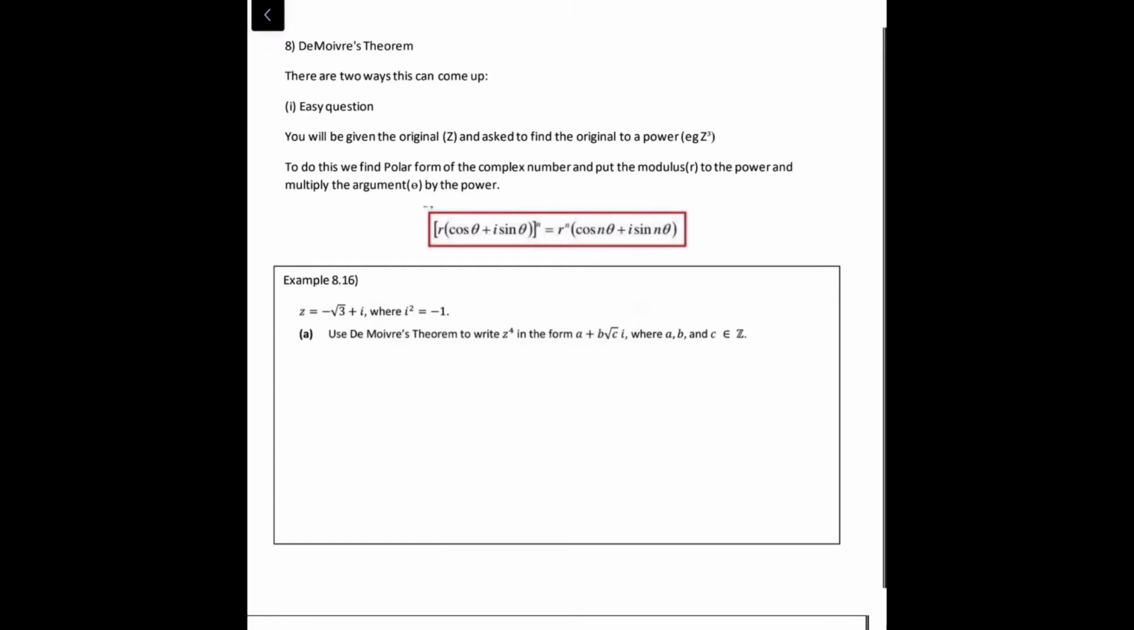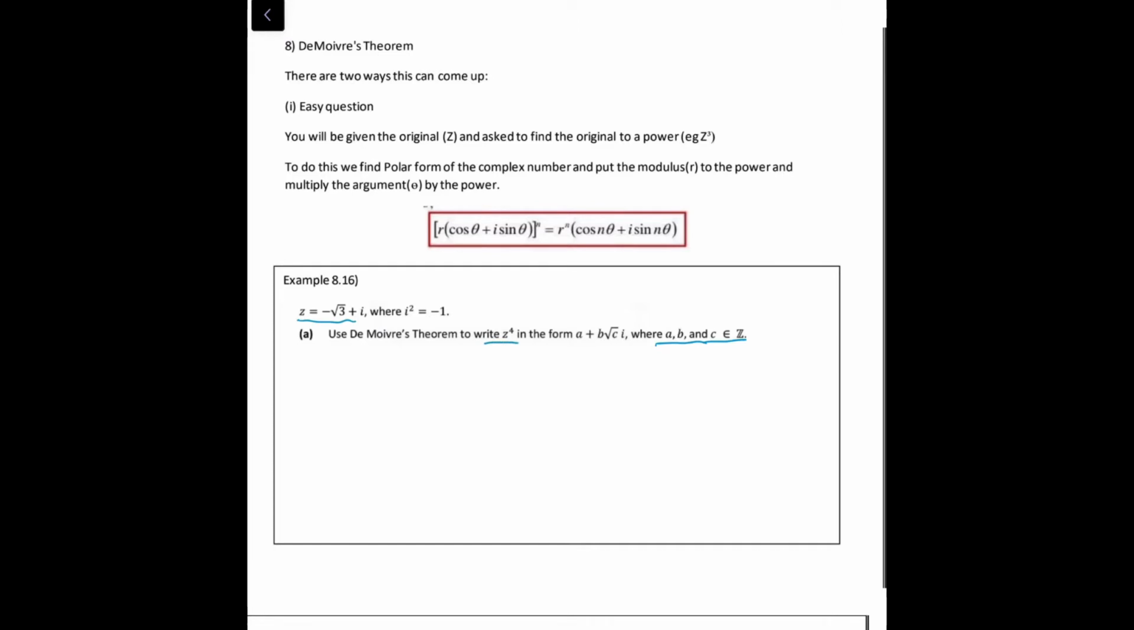So let's take a look at two questions like this, and then we'll move on to the more difficult ones. Here we have example 8.16. It says z is equal to minus root 3 plus i, where i squared is equal to minus 1. That bit at the end doesn't really make a difference, they just tend to write that. It says use De Moivre's theorem to write z to the power of 4 in the form a plus b root c i, where a, b and c are elements of Z. All that's telling us is that a, b and c are going to be integers. We're given z and asked to put it to the power of something, so we know we're doing the easier question.